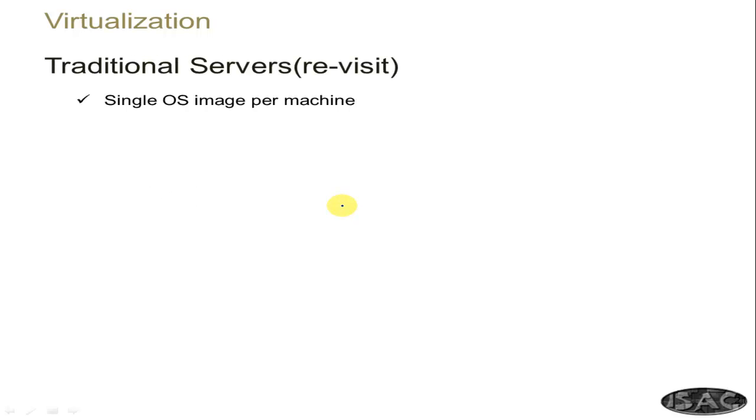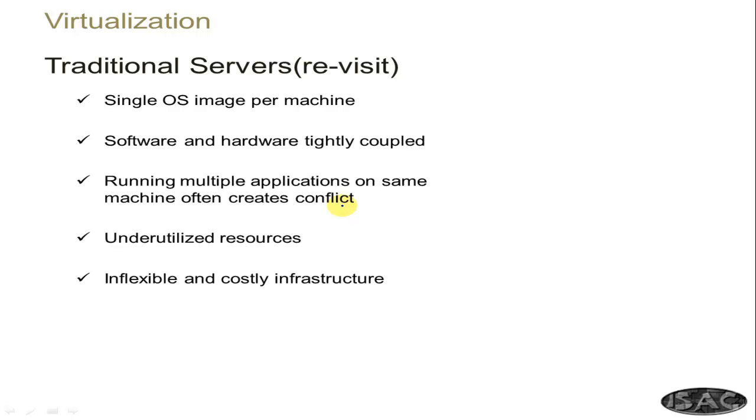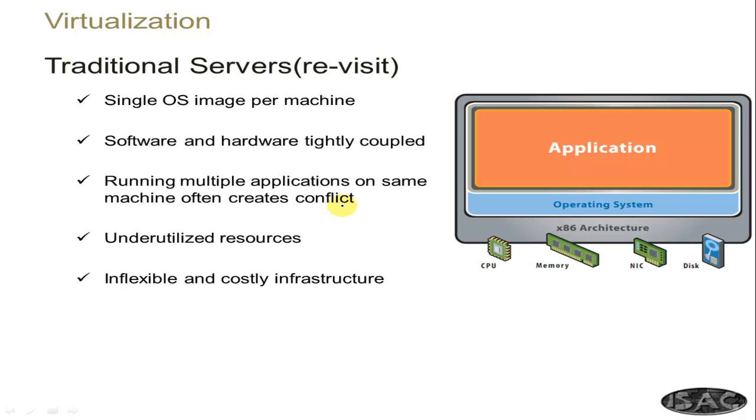Traditional servers, let us revisit this one. It has a single operating system per machine. Software and hardware are tightly coupled. Running multiple applications on the same machine often creates conflict. Resources are underutilized. When you are running that particular business software, it is useful. Otherwise, the rest of the time, 90% of your RAM, CPU, and hard disk is just sitting idle. It is inflexible and costly infrastructure.